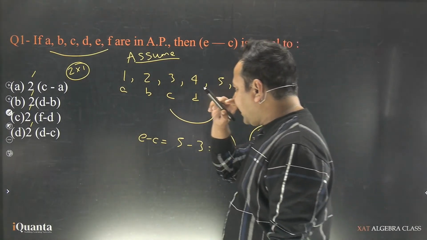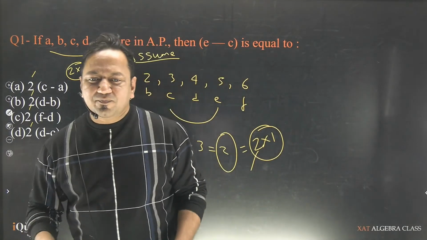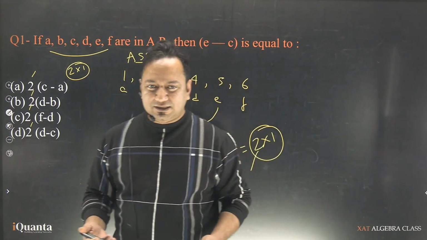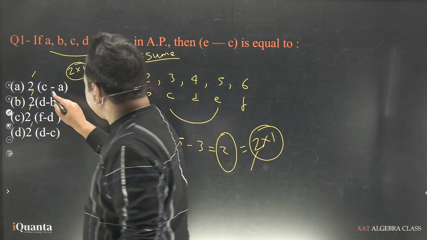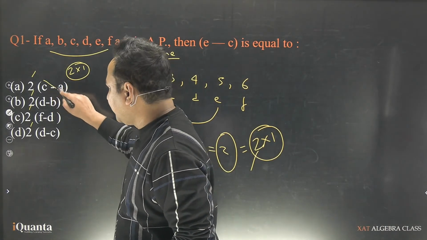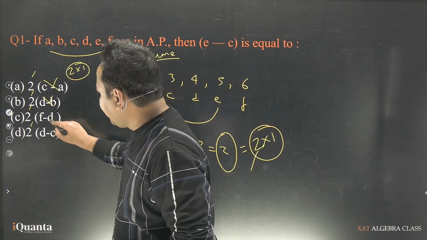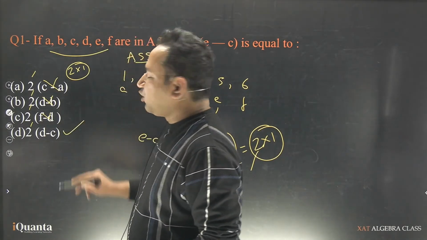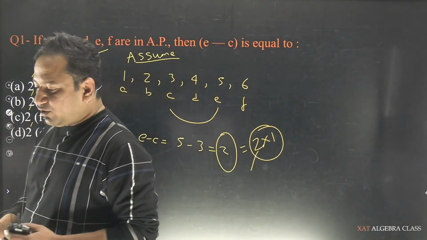So 1 we'll be getting when we choose consecutive terms, isn't it? The consecutive terms. C and A are consecutive? No. D and B? No. F and D? No. D and C? Yes. So we'll go with D. Is that clear? How many of you did it this way?